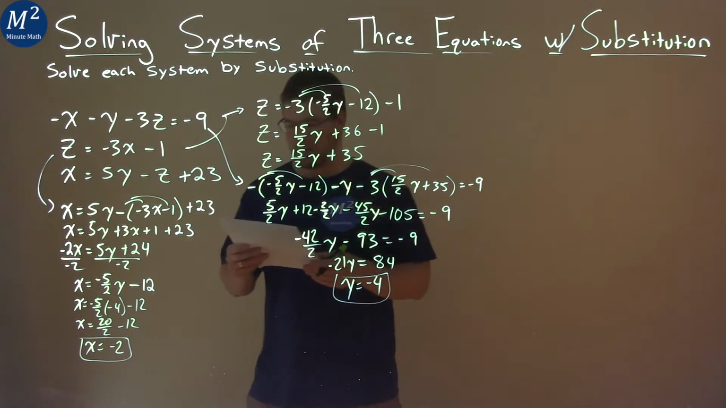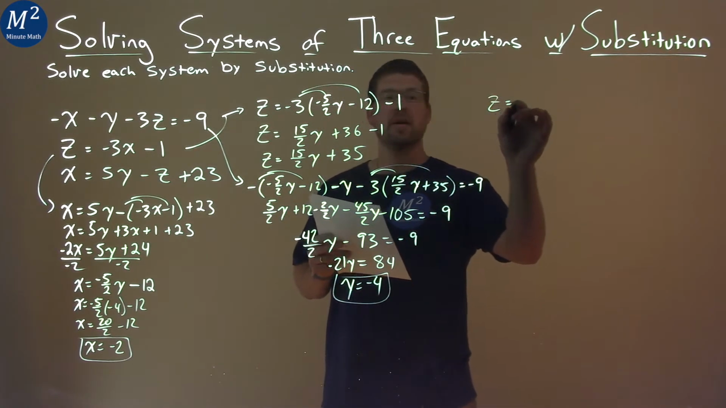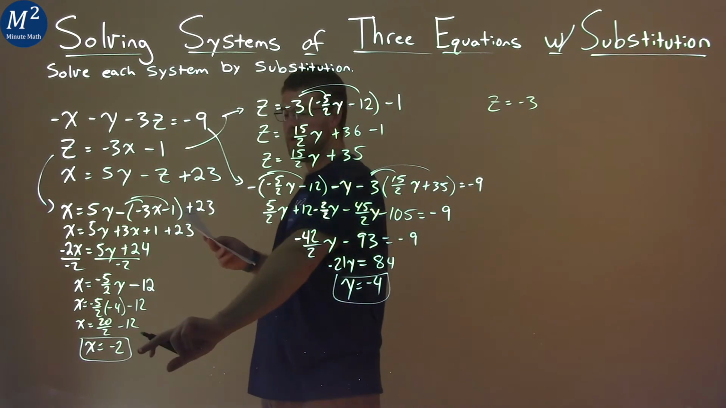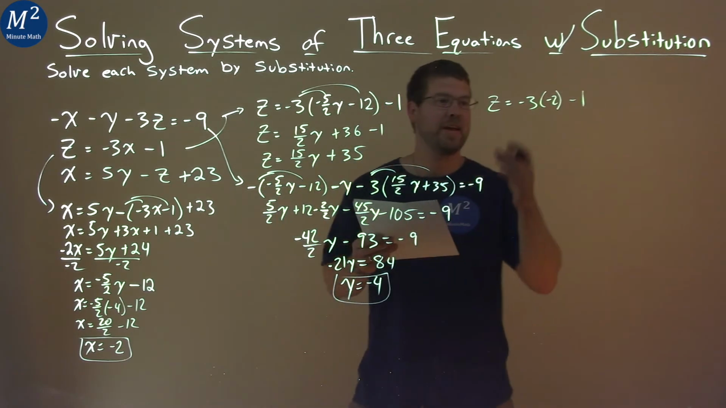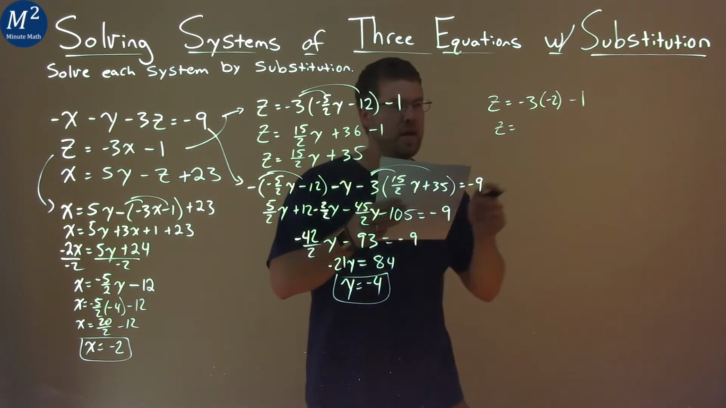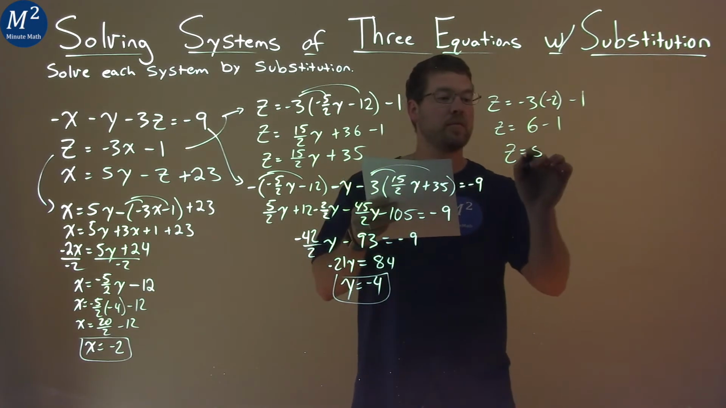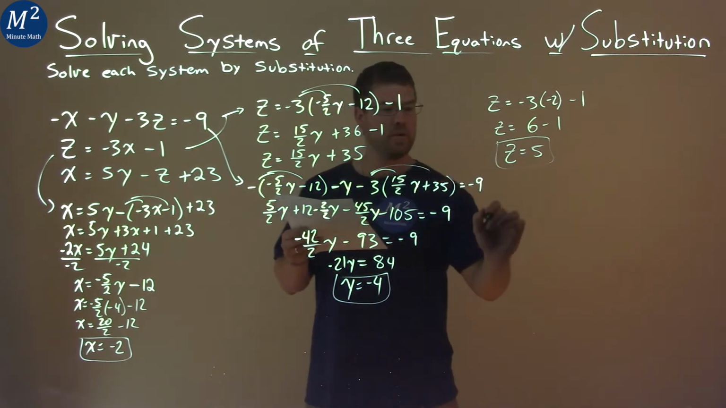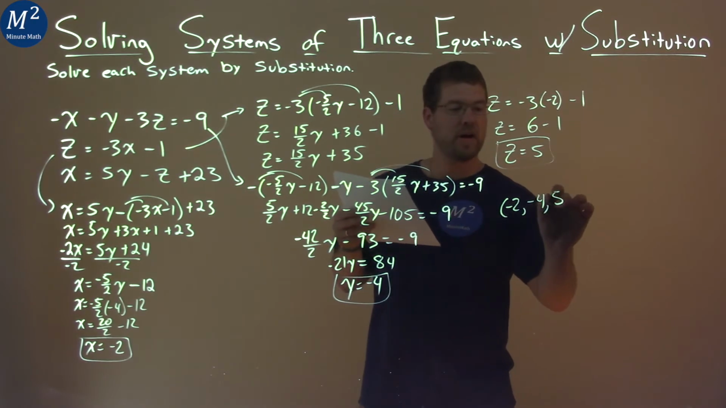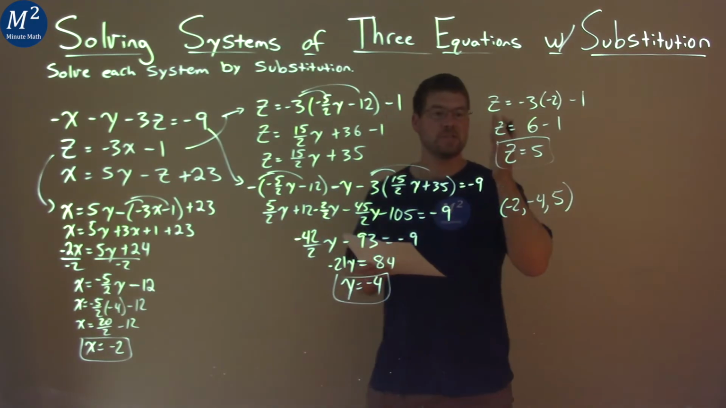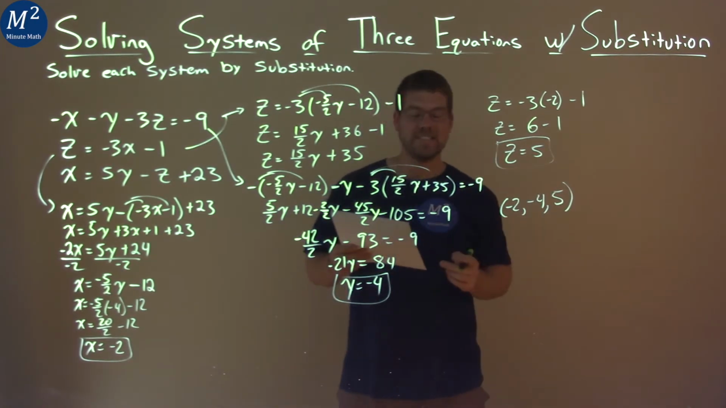So we have x, we have y, let's go find z. Well, z by itself is right here. So we have z equals negative 3 times what we found x equals now, negative 2, minus 1. Now we solve again for z. Simplify that out. Negative 3 times negative 2 is a positive 6, minus 1, and z equals 5. And so we have our three answers. We can put it as a coordinate point: negative 2, negative 4, and positive 5. And that's our final answer. x is equal to negative 2, y is equal to negative 4, and z is equal to 5.